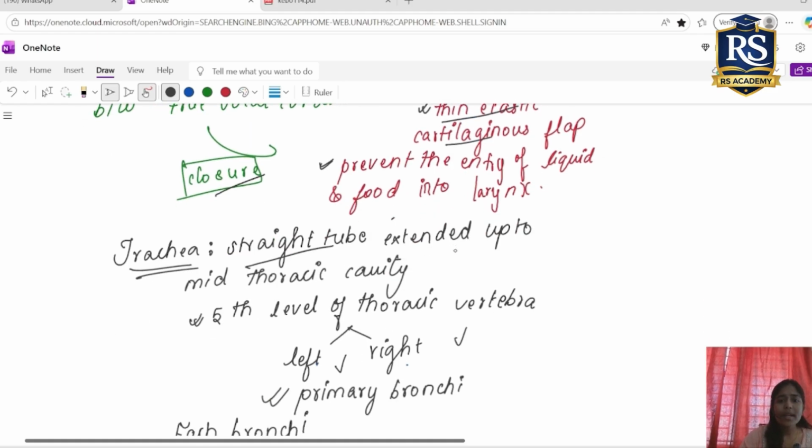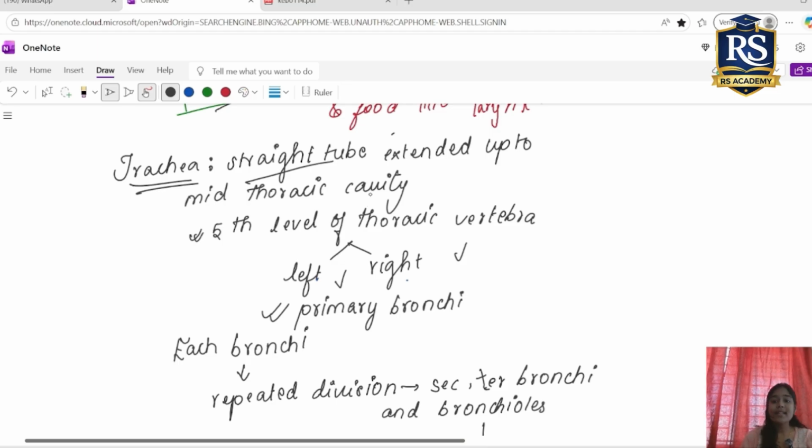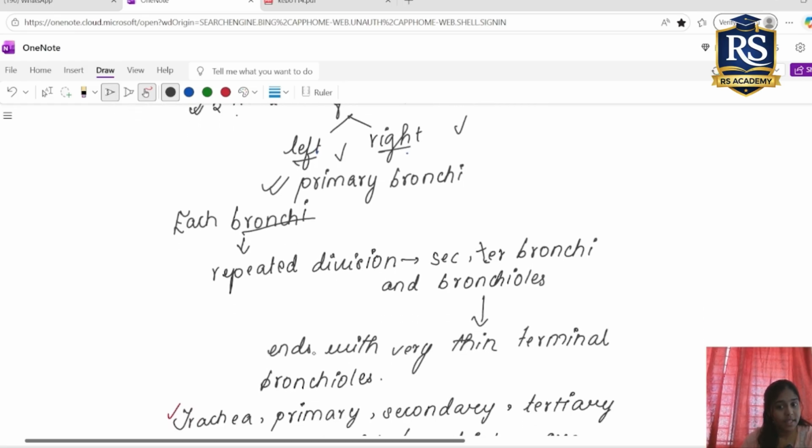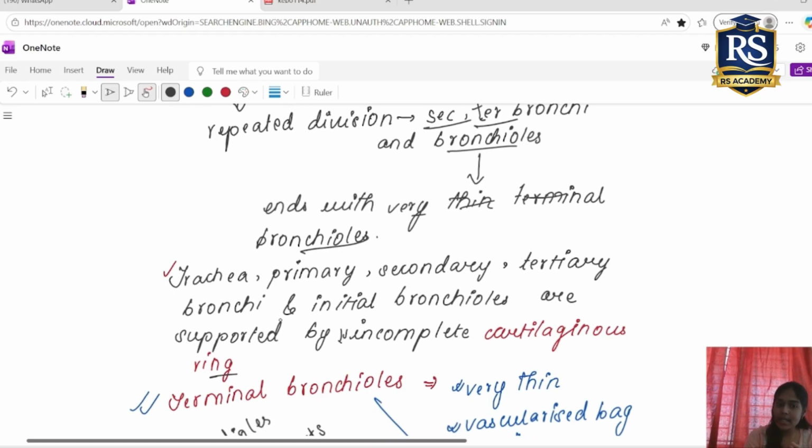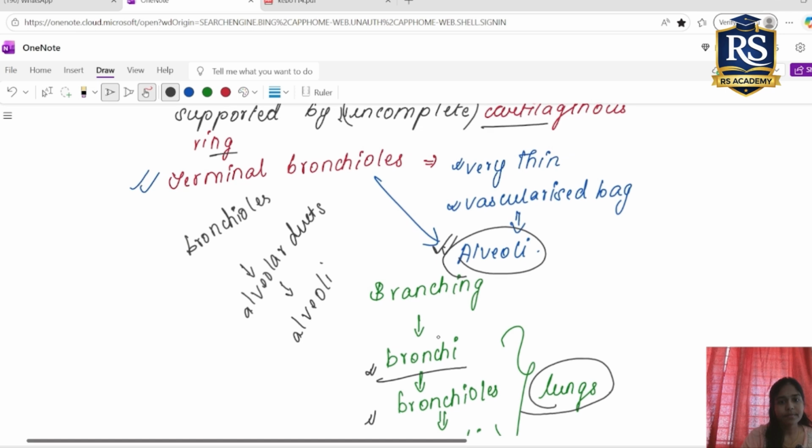Now, what is the trachea? The trachea is a straight tube that extends up to the mid-thoracic cavity. At the level of the fifth thoracic vertebra, the trachea divides into two primary bronchi, the left and right primary bronchi. Each bronchus undergoes further division and forms secondary and tertiary bronchi, then bronchioles, and finally the very thin terminal bronchioles. The trachea, primary, secondary, tertiary bronchi and initial bronchioles are all supported by cartilaginous rings, which are incomplete. These incomplete cartilaginous rings support the trachea, primary, secondary, tertiary bronchi and initial bronchioles, and then come the terminal bronchioles.